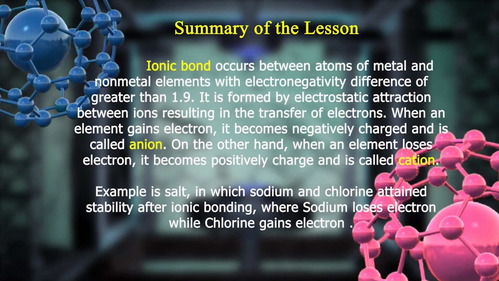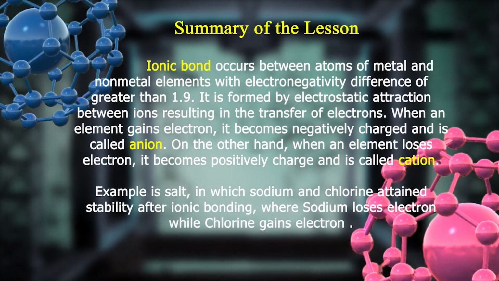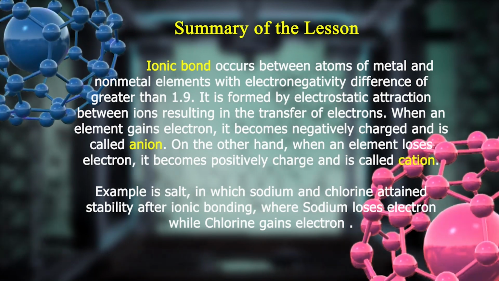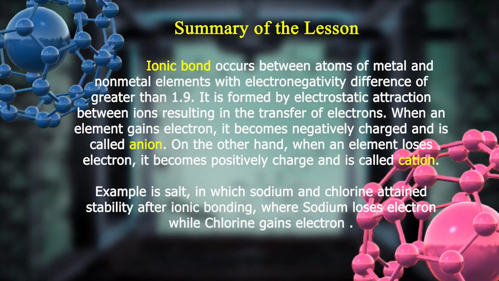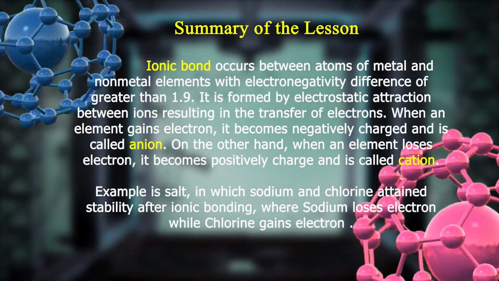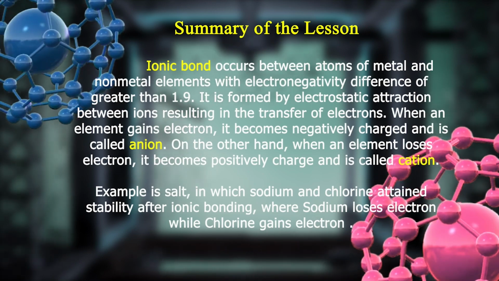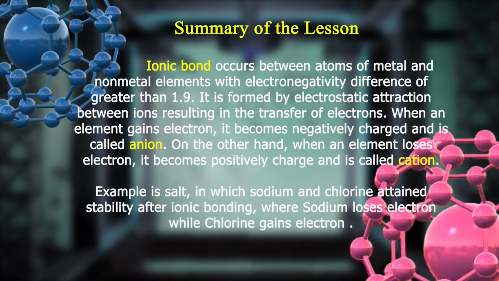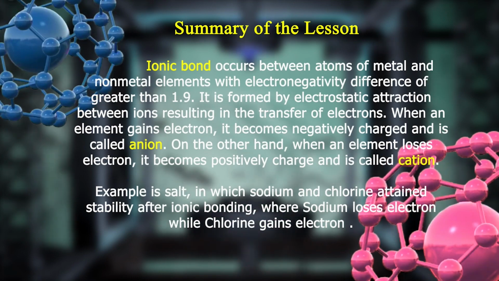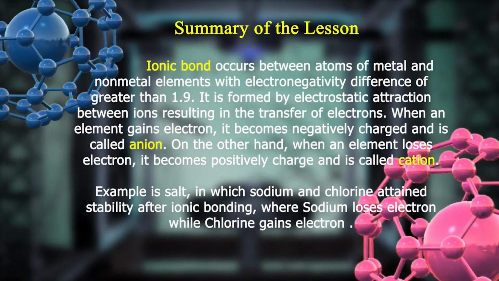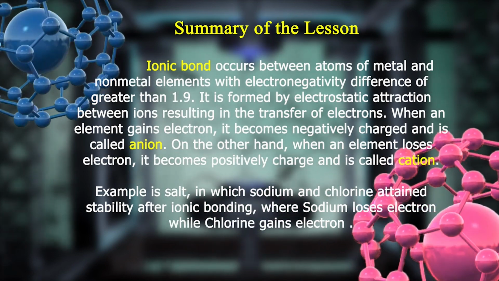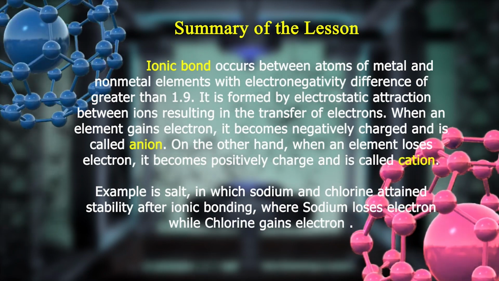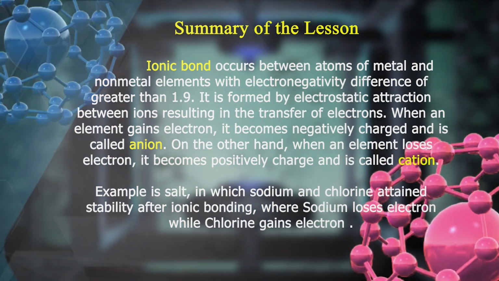When an element gains electron, it becomes negatively charged and is called an ion. On the other hand, when an element loses electron, it becomes positively charged and is called cation. Example is salt, in which sodium and chlorine attain stability after ionic bonding, where sodium loses electron while chlorine gains electron.